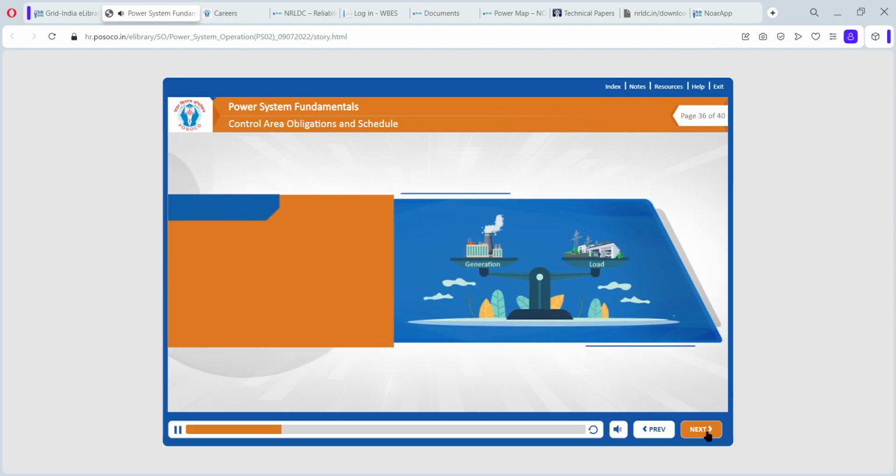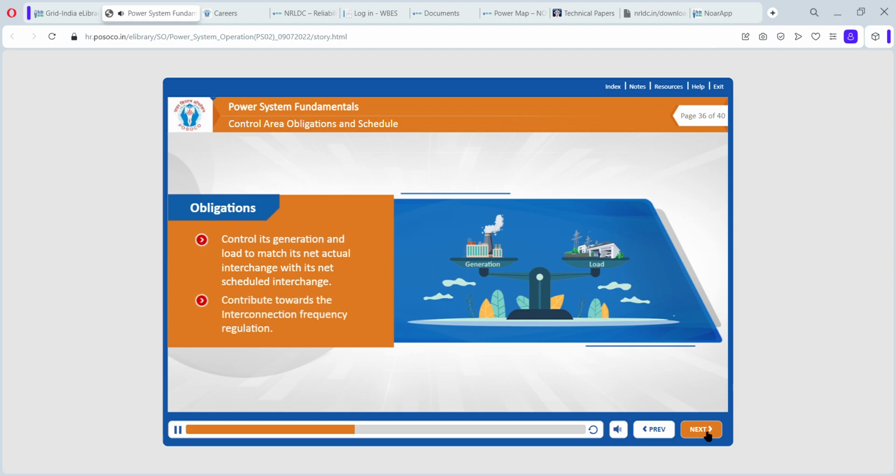First, let's have an overview of the obligations. The main objective of power system operation and control is to maintain continuous supply of power with an acceptable quality to all the consumers in the system. The system will be in equilibrium when there is a balance between the power demand and the power generated.